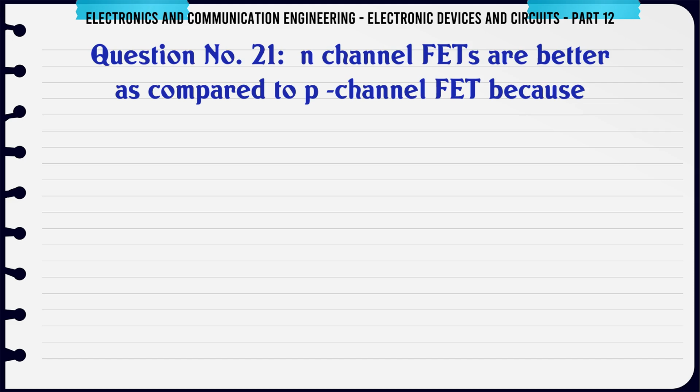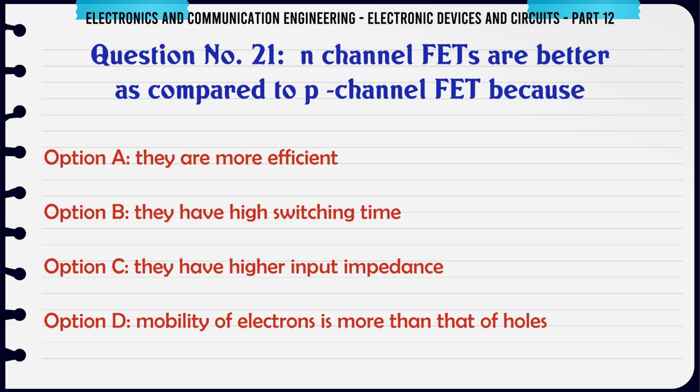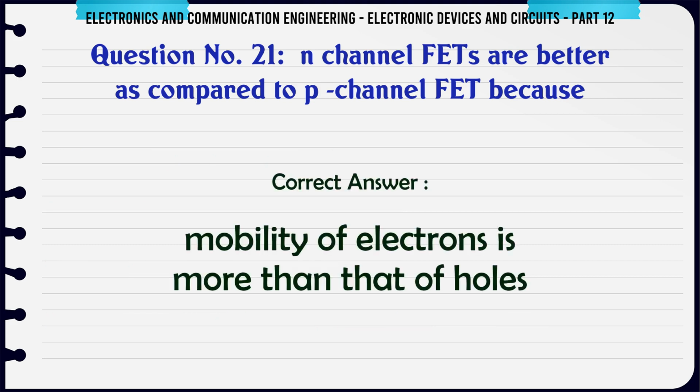N-channel FETs are better as compared to P-channel FET because A. They are more efficient, B. They have high switching time, C. They have higher input impedance, D. Mobility of electrons is more than that of holes. The correct answer is mobility of electrons is more than that of holes.